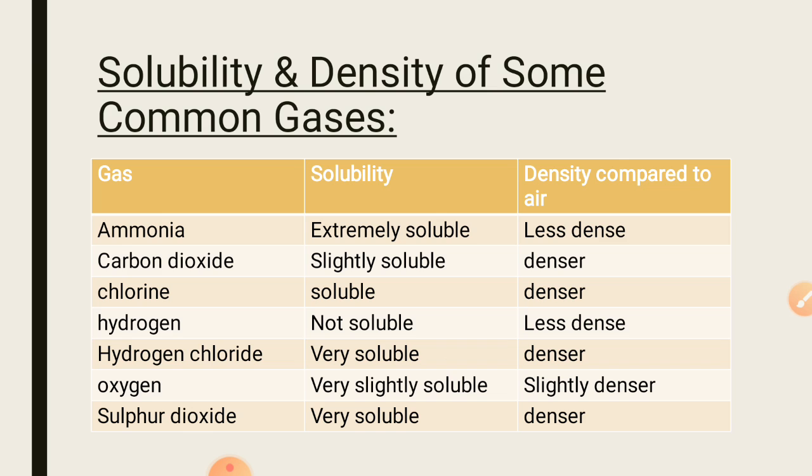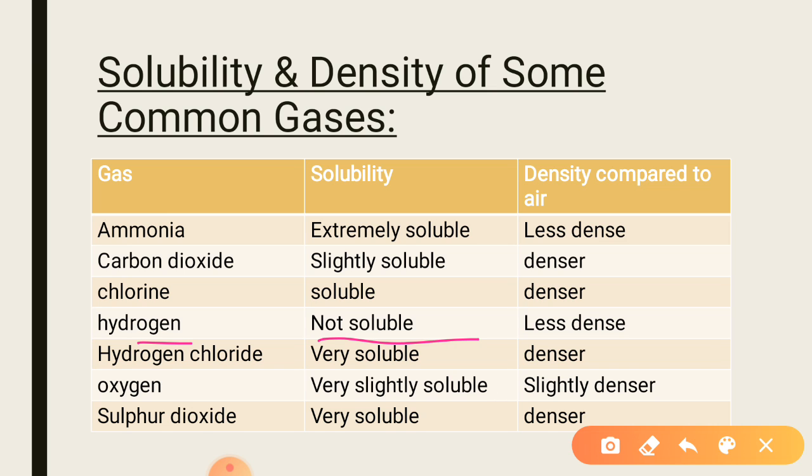Here I have drawn a table which will show density and solubility. So let's take a look. Solubility and density of some common gases. Ammonia is extremely soluble in water and less dense. Carbon dioxide is slightly soluble but denser than air. Chlorine is soluble and denser also.